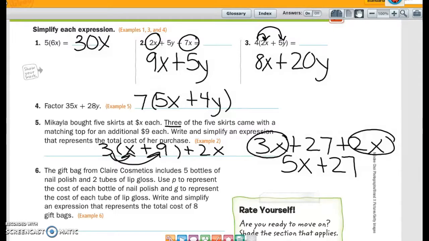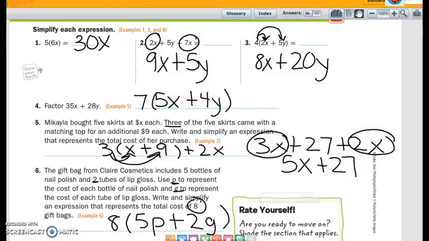The gift bag from Claire's Cosmetics includes 5 bottles of nail polish and 2 tubes of lip gloss. Use P to represent the cost of each bottle of nail polish, and G to represent the cost of each tube of lip gloss. Write a simplified expression that represents the total cost of 8 gift bags. So 8 is going to be on the outside. 5 bottles of nail polish. We don't know how much that costs, so they tell us to write P after it. Plus 2 for 2 tubes. And they say to represent that by G, so G goes after it.